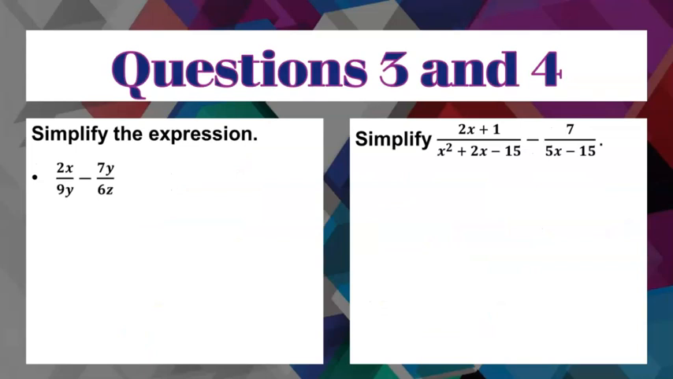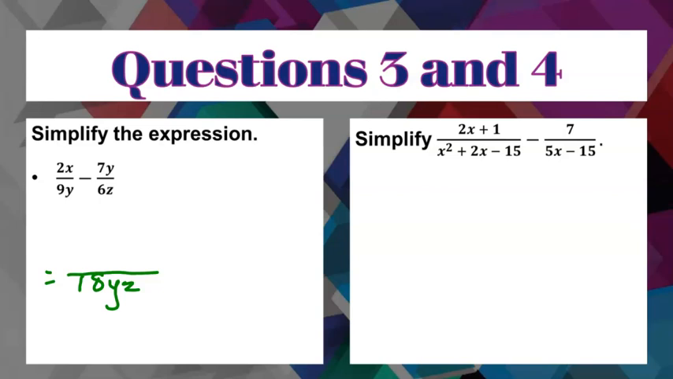Question 3. Here I'm just subtracting fractions. And when I subtract fractions, I need common denominators. So a common denominator of 9y and 6z would be 18yz. It's 18 because the least common multiple of 9 and 6 is 18. And then I have to use each variable at least once. So there are 2 variables, y and z, and I need to have them in my denominator.